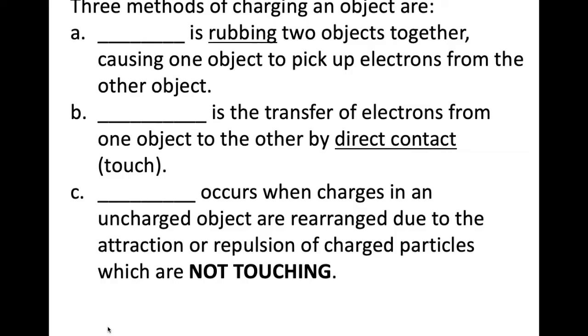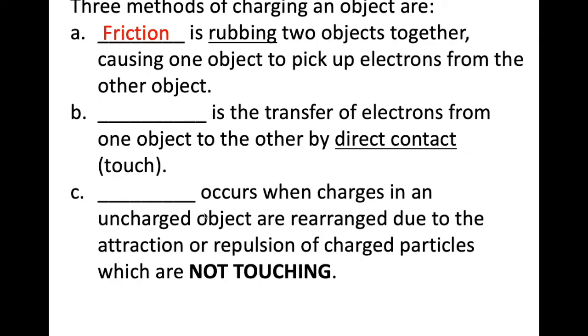There are three methods that we can use to charge an object. Probably the most common one is friction. Friction is when two things rub together. So basically, the electrons get rubbed off of one object and onto the second.